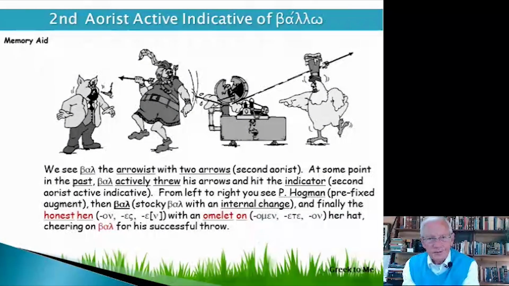From left to right, you see the epsilon augment for the prefixed augment. Then Ball, he's a stocky Ball. Notice his big belly, and that's an internal stem change. And then finally, we see the honest hen with the omelet on her hat, cheering on Ball here for his successful throw. So the honest hen with the omelet on, that reminds us of the imperfect tense. We had the same picture there.